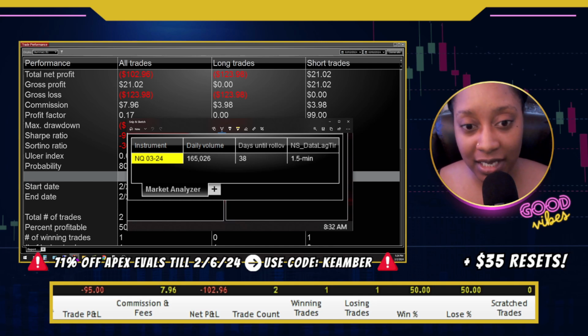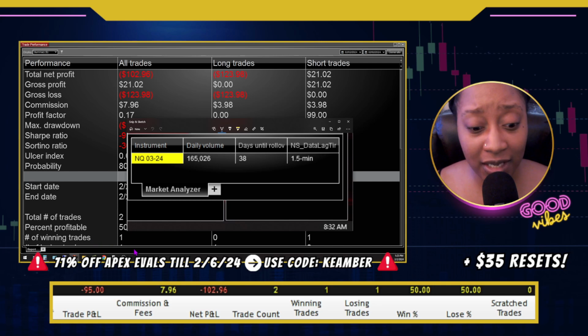I ended up losing that trade, and that trade pretty much is what cost me the rest of the trailing drawdown that I had in this account. This account only had about $140 left in drawdown, and there you go, 124 of it was gone there. Had I looked at that data lag timer, I would have never gotten into that trade at all, and I actually would have saved this account.